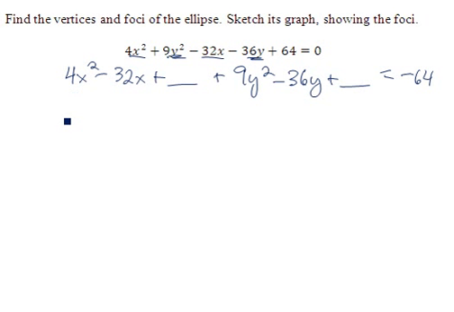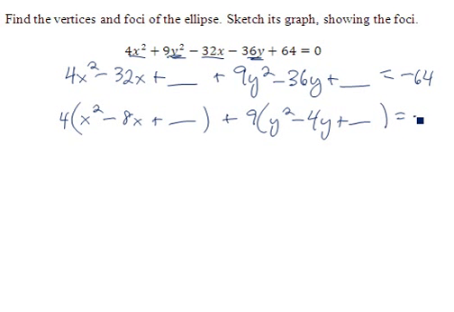Now, it's also important when you're completing the square to factor the lead coefficient out of x. So we'll write that as 4x squared minus 8x plus something that we're going to add, plus 9 times y squared minus 4y plus something equals negative 64.